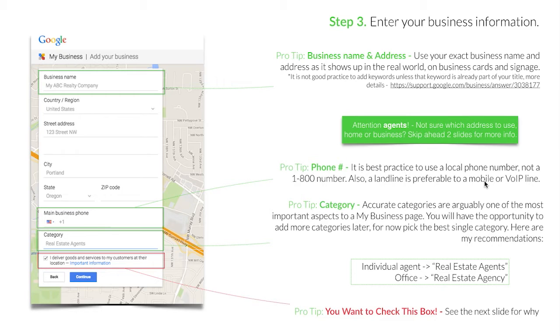Category section. Try to make sure you have accurate categories. Google's going to ask you to enter in a main category right now. I recommend for agents that you use the real estate agents category, and if you're an office, you use real estate agency. You'll have the opportunity to add more categories later.